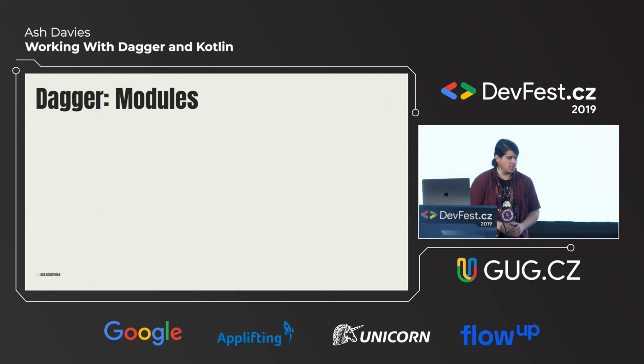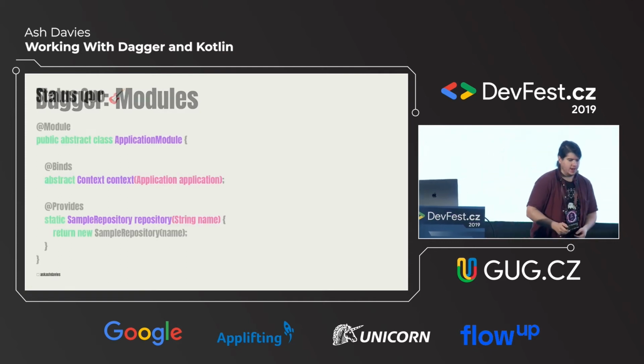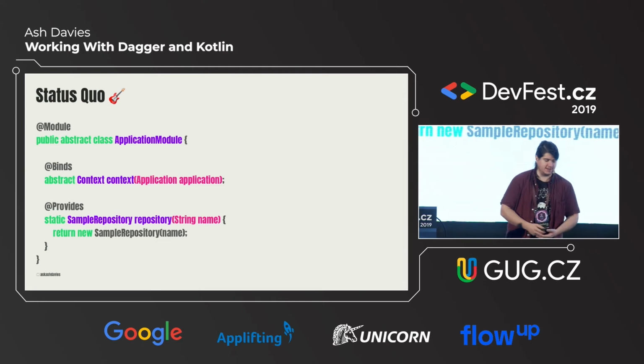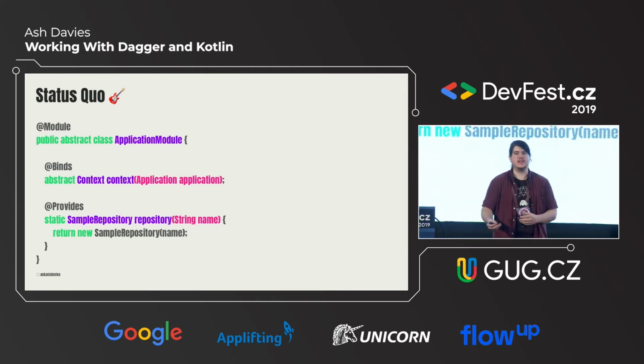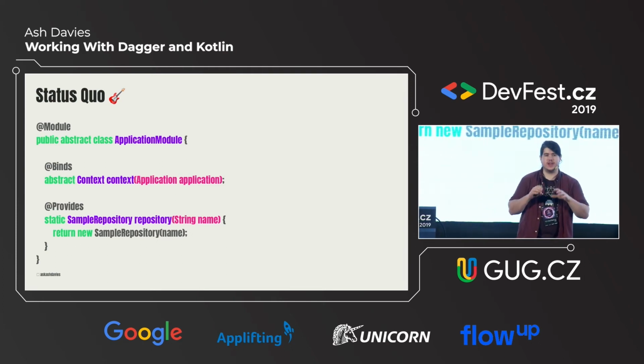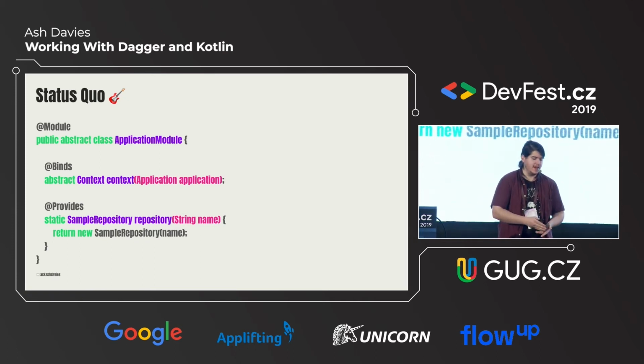Moving on, we have Dagger modules. So what's the current status quo? What's our current evaluation of what a Dagger module might look like? So we have this Java class. It's an abstract class because this means that Dagger doesn't have to instantiate it, and it can just inline everything it needs. You're instructing Dagger that it needs to bind context, and it needs to provide this sample repository.